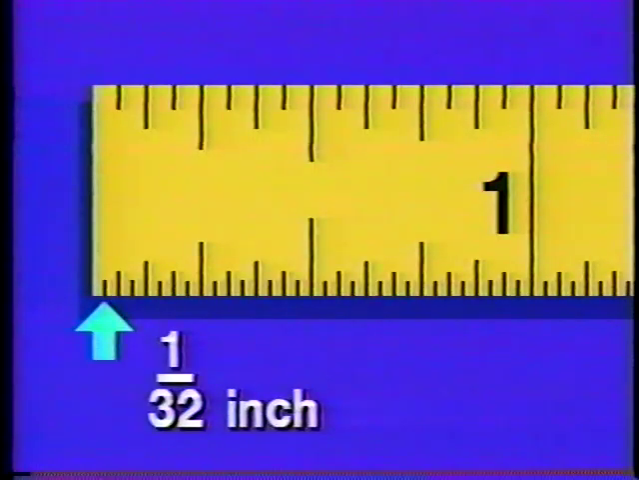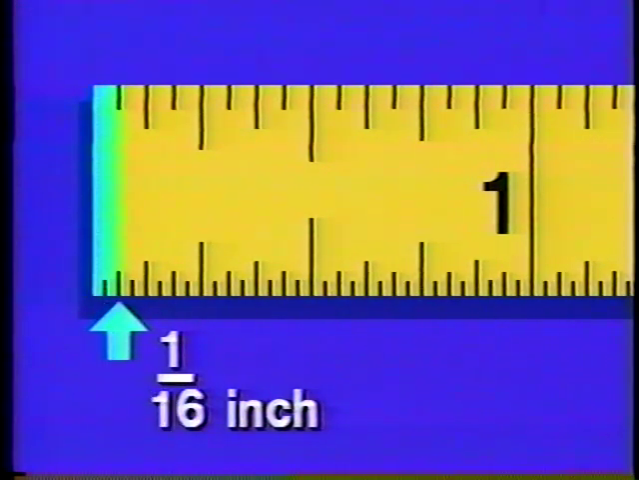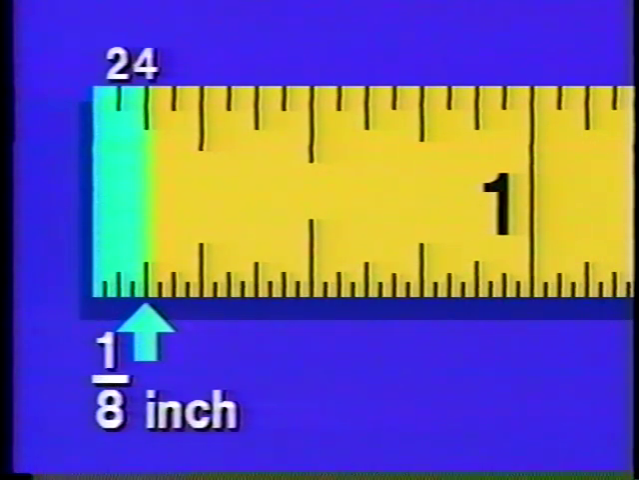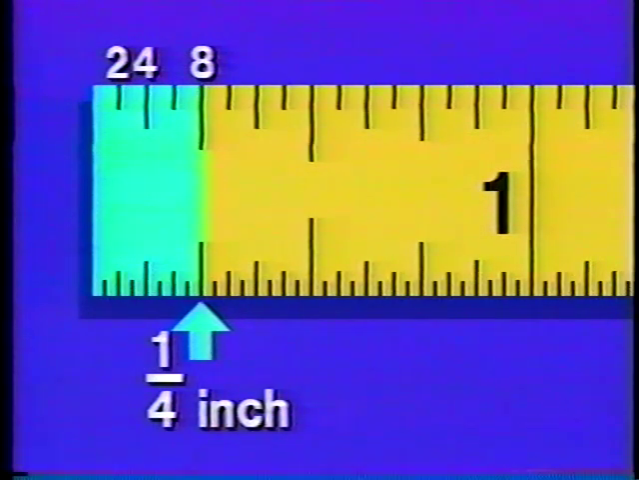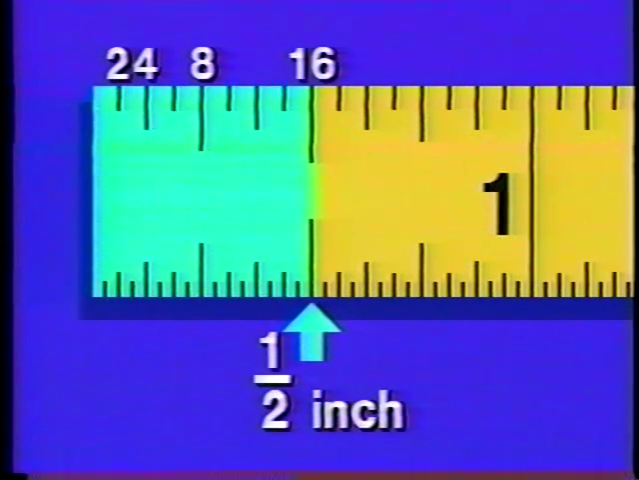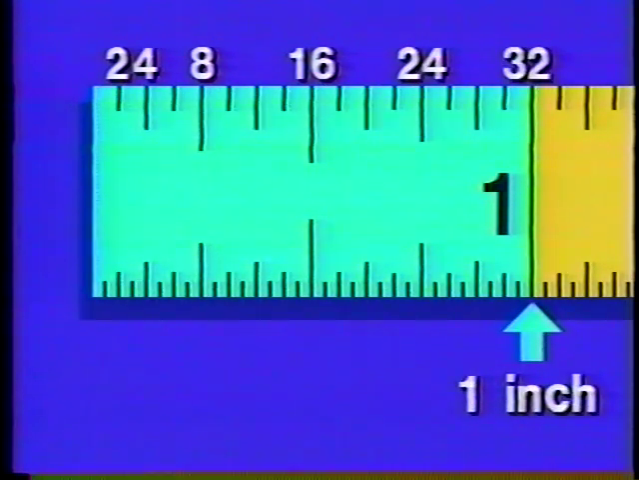When each 1/16 of an inch is divided in half, we have 1/32 of an inch increments. There are 2 32nds in a 16th, 4 32nds in an eighth, 8 32nds in a quarter, 16 32nds in a half, and 32 32nds in an inch.